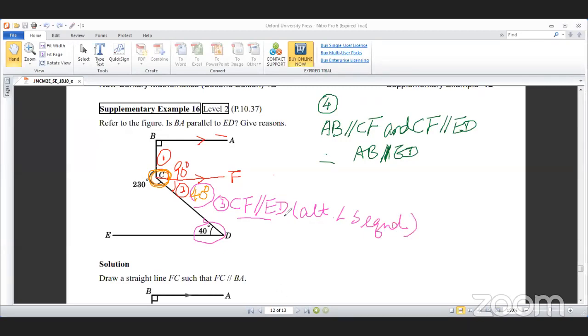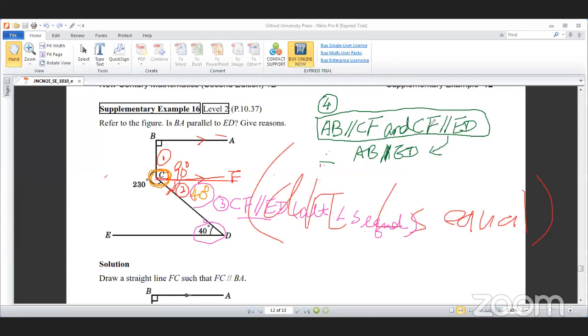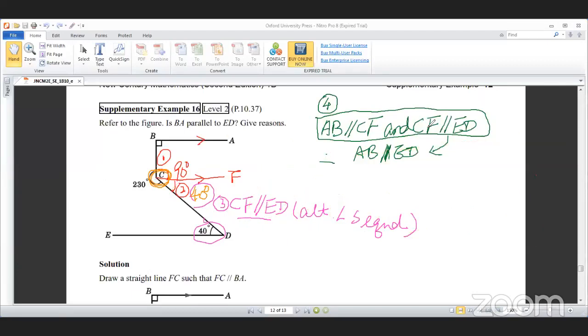Okay, and then for this part, this is already the reason. This part is the reasons why we have AB parallel to ED. Therefore, first you need to know how to write your proof, or your reason, step by step. Every part of it you need to explain, and you need to explain immediately.